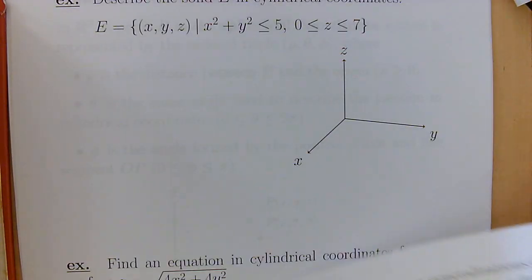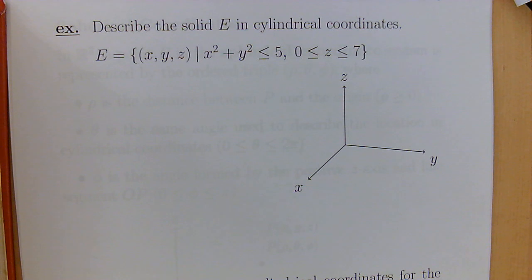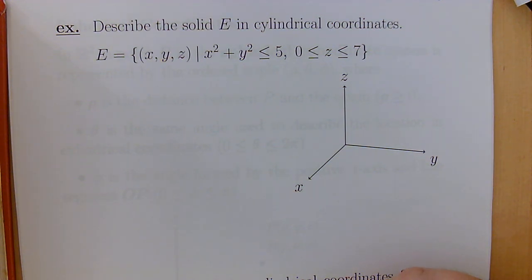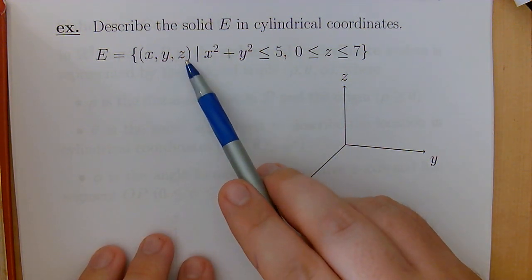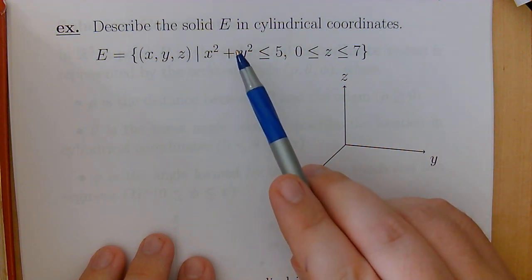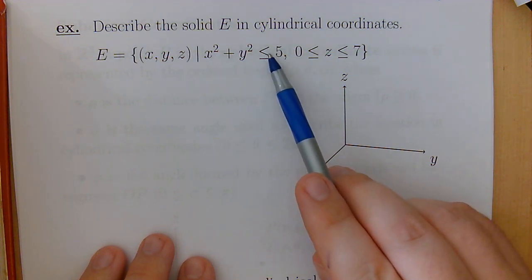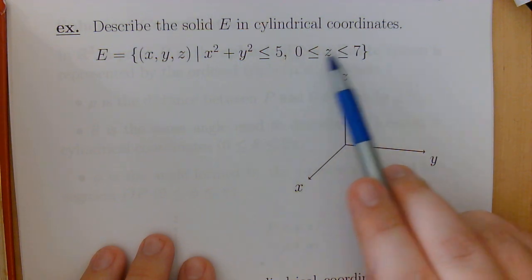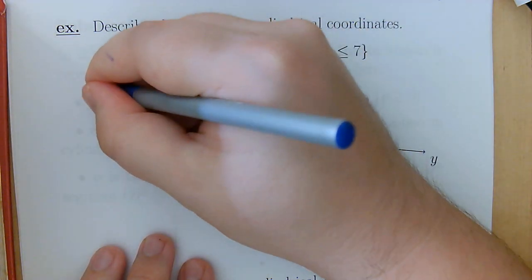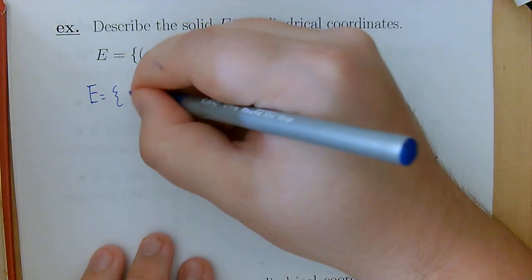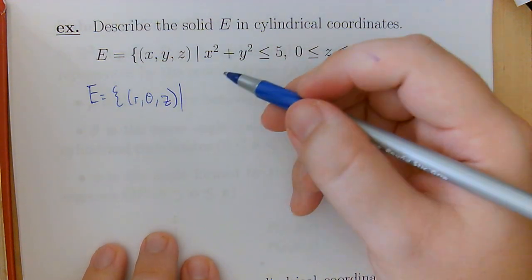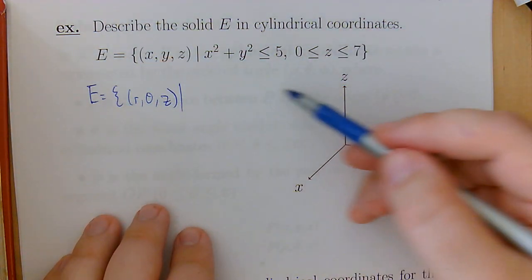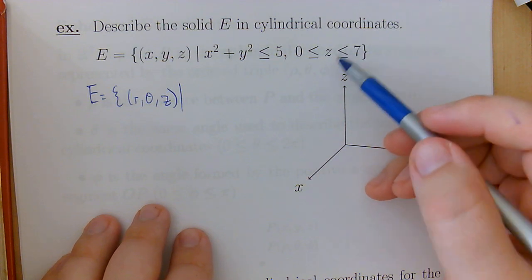All right, so let's get some practice with cylindrical coordinates. We're going to describe the solid E in cylindrical coordinates rather than rectangular coordinates. E is all of the points x, y, and z such that x squared plus y squared is less than or equal to 5, and z needs to be between 0 and 7. Now let's describe this in terms of r, theta, and z. So we're looking for all the r, theta, and z such that, and then we need to convert these conditions to r's, thetas, and z's.